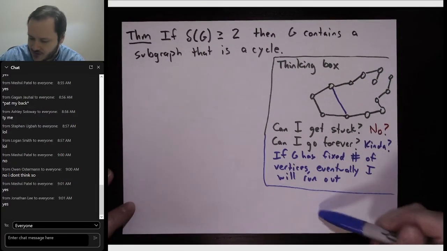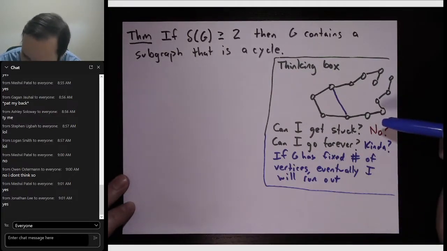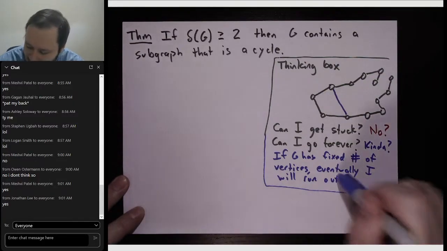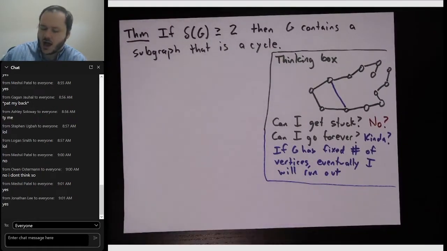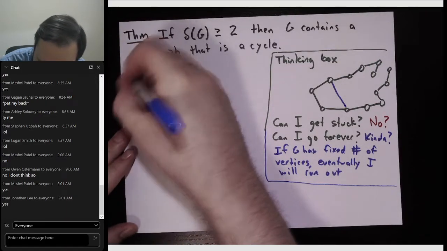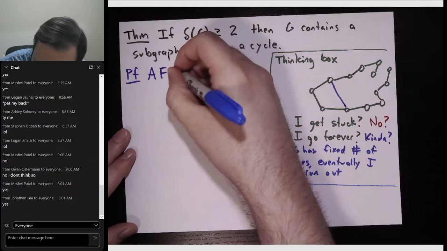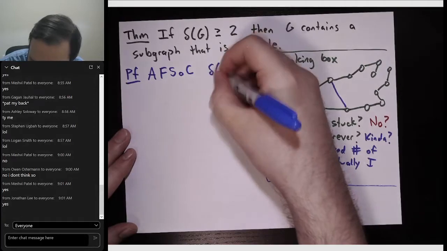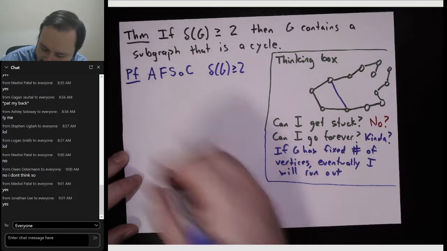So here's the situation. I'm thinking that if I didn't find a cycle, I would be able to just keep adding vertices and adding vertices and adding vertices, but if I have a fixed number of vertices, I would run out, and there's no way for me to get stuck. I'm going to prove this by contradiction. So proof. Assume for the sake of contradiction that delta of G is greater than or equal to 2, and G contains no cycles.